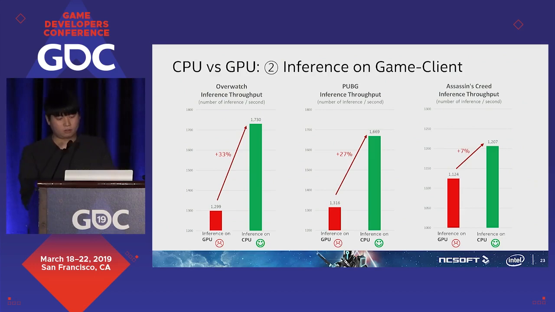On the other hand, when we perform inference tasks on the CPU, these do not place a heavy overhead on the GPU. So, the impact on graphics computation is minimal and vice versa. For this reason, we chose CPU for processing our deep learning inference task.